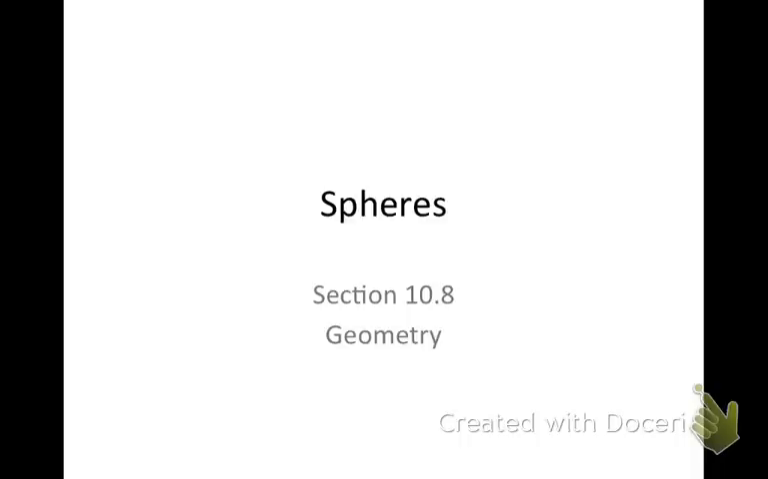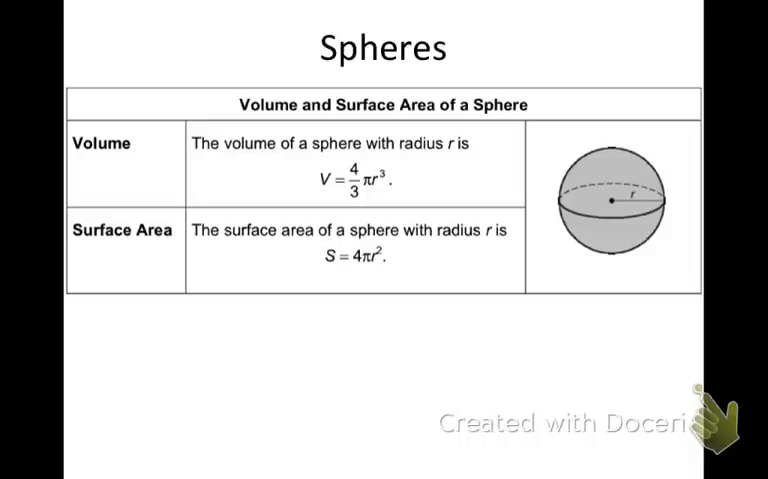So section 10.8. Here are the formulas for spheres. The volume of a sphere with radius r is 4/3 pi r cubed. Can anybody guess why it's a radius cubed? Because volume, and volume is always units what? Cubed. So it's 4/3 pi r cubed. Surface area of a sphere with radius r is 4 pi r squared. Can anybody guess why this one is radius squared? Because it is surface area. Surface area is radius squared. Volume is radius cubed. Nice job.